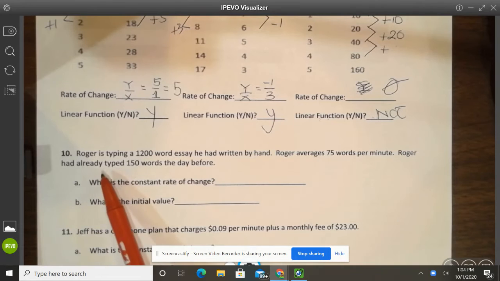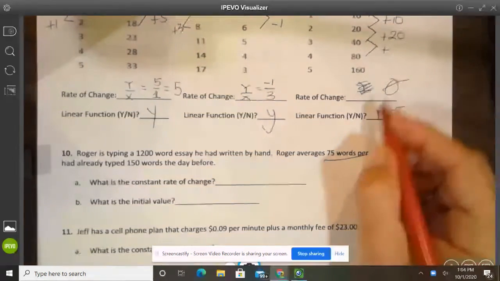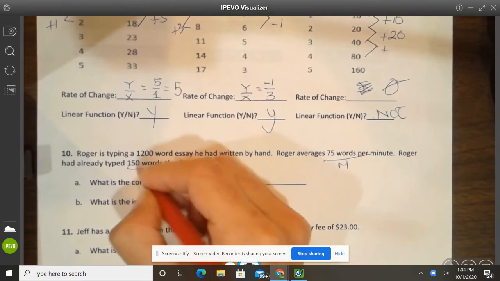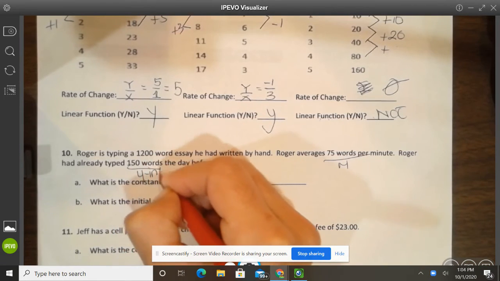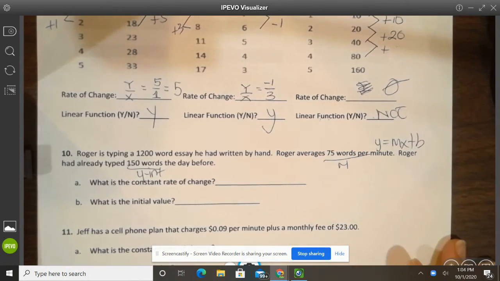Roger had already typed 150 words. So he started with this. So this is your y-intercept right here. So this is your rate of change, which is your slope. And this is your y-intercept. So in y equals mx plus b, that's what happens.